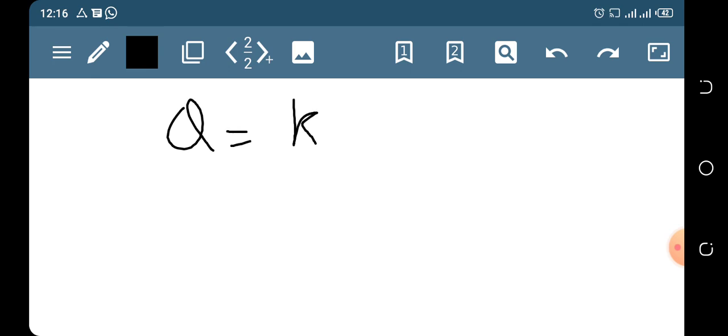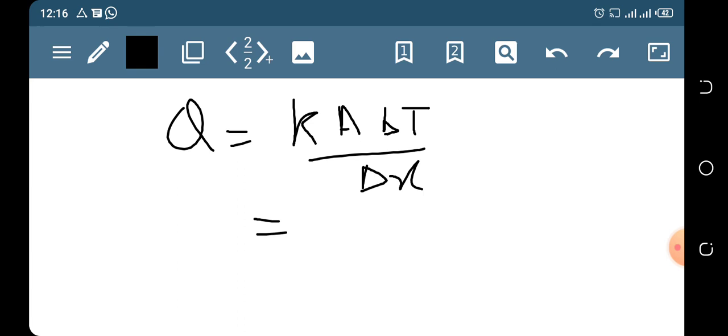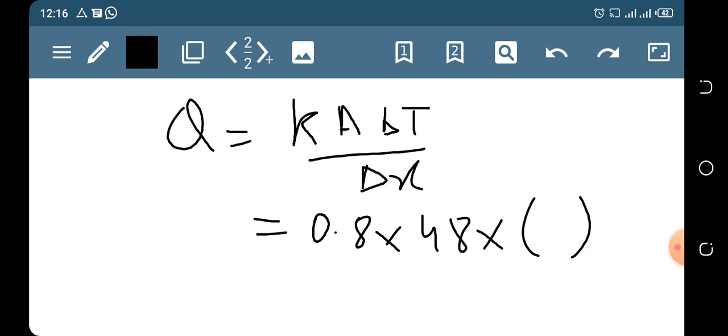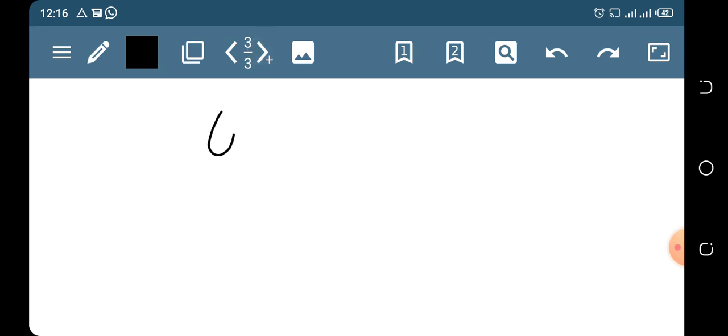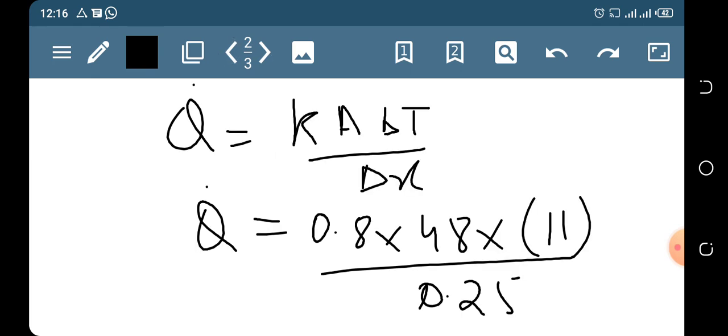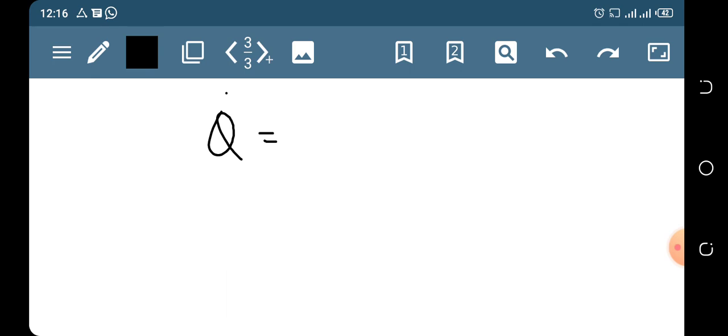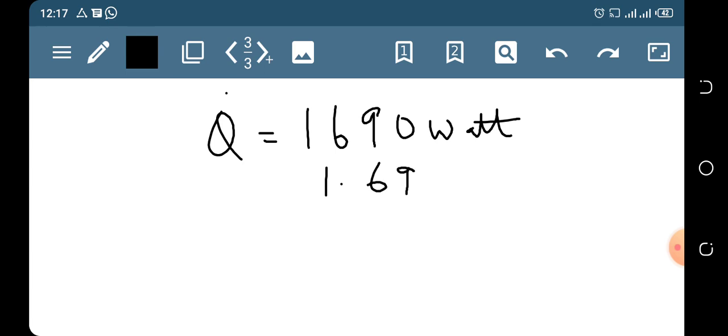Q is equal to K A delta T by delta x. So the thermal conductivity value is 0.8, the area is 6 by 8, that is 48, and the temperature difference will be 15 minus 4, that is 11, divided by 0.25. By solving this you get the answer 1690 watt. Because it is a heat transfer rate, the value will be in 1690 joules per second or watt. Dividing by 1000, we get 1.69 kilowatt or kW.